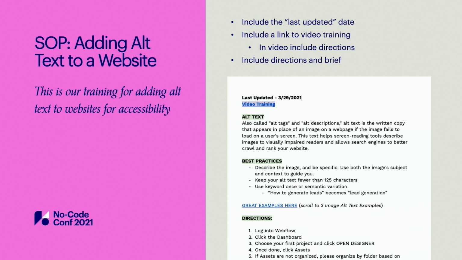Under that, we'll have best practices. And under best practices, we have describe the image and be specific. Use both the image's subject and context to guide you. And then right below that, we actually have a link to an article that we found on HubSpot that details the ideal alt text for an image.